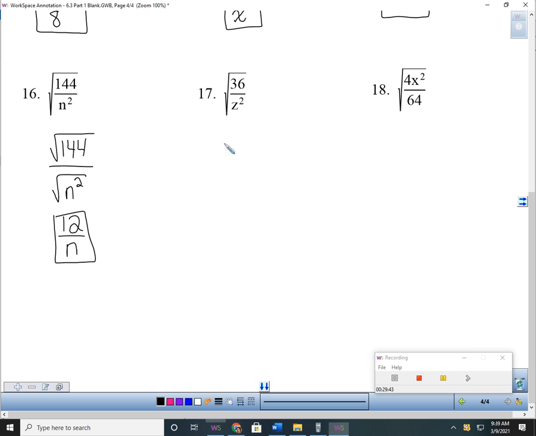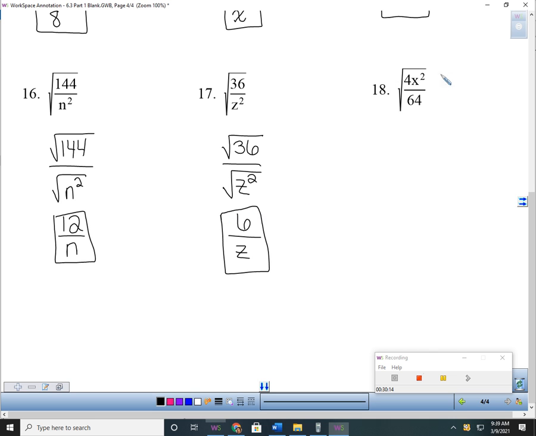So on 17, we'll do the same thing. You can't simplify this fraction here. And sometimes even if you can, if they're both perfect squares, you wouldn't want to, because you're going to square root them. So the square root of 36 on top, the square root of z squared on the bottom. The square root of 36 is 6, and the square root of z squared is z.